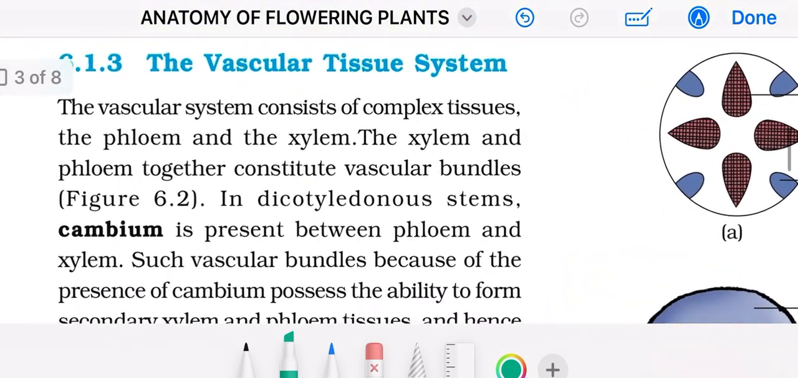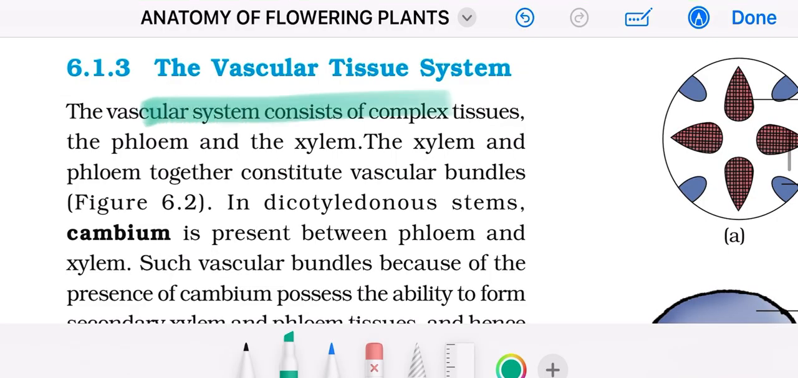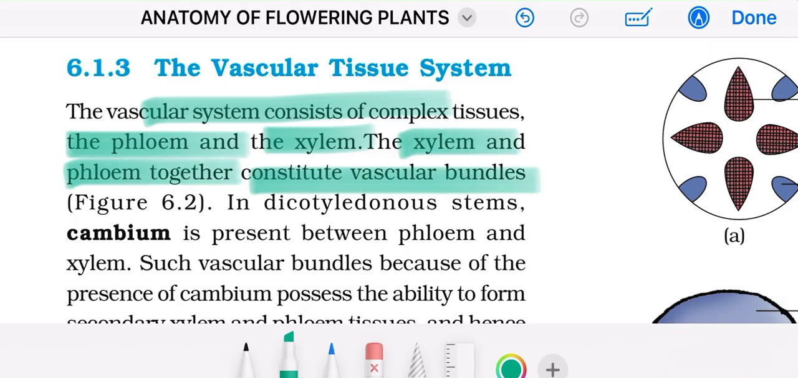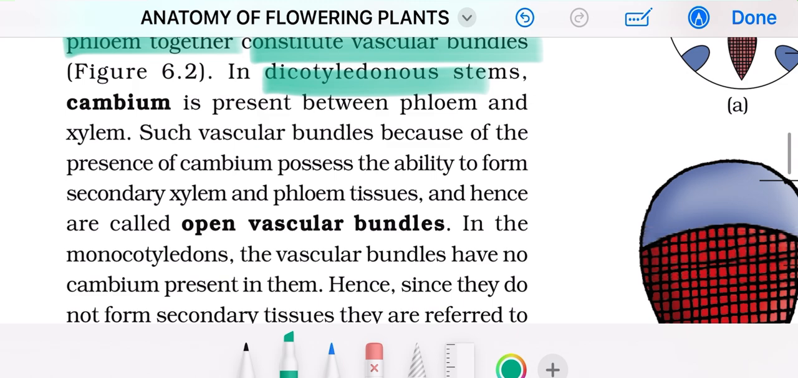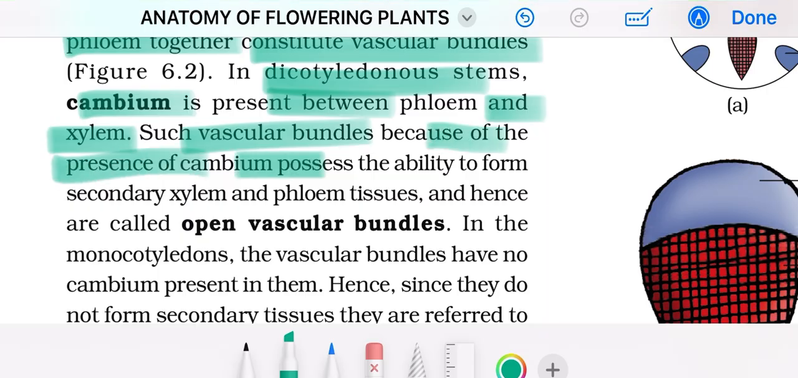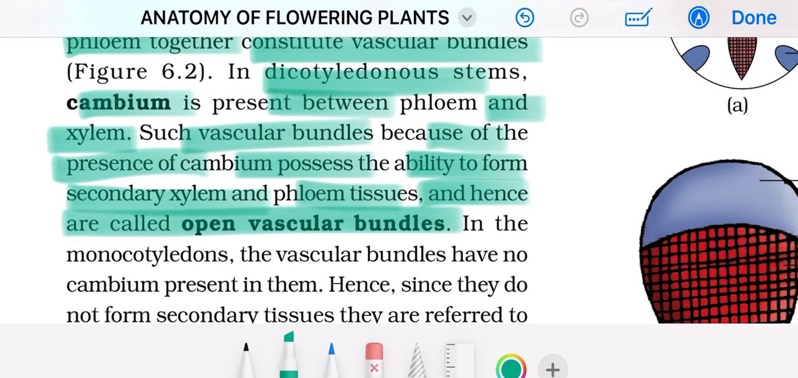The vascular tissue system. The vascular system consists of complex tissues, the phloem and xylem. The xylem and phloem together constitute vascular bundles. In dicotyledonous stems, cambium is present between the phloem and xylem. Such vascular bundles, because of the presence of cambium, possess the ability to form secondary xylem and phloem tissues and hence are called open vascular bundles.